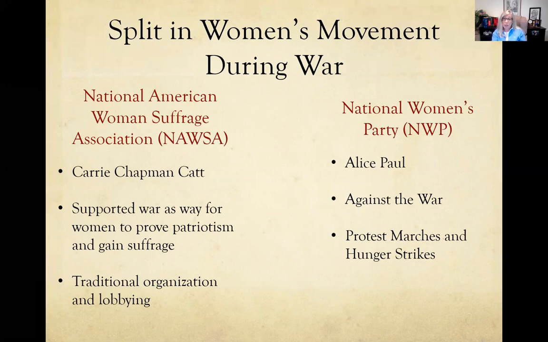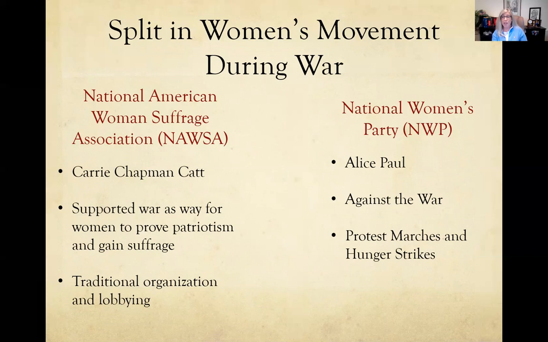And so they continue their very traditional efforts to try to gain the right to vote by using their influence with politicians to try to get states to pass allowances for women to vote at the state level, and then continuing to try to push through the United States Congress. Another woman, a younger generation, kind of breaks off from NAWSA and forms the National Women's Party, and that's going to be Alice Paul.